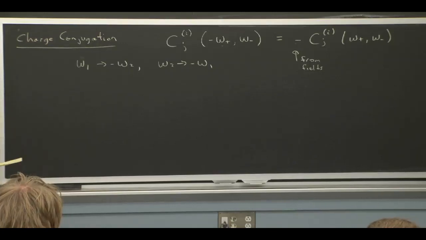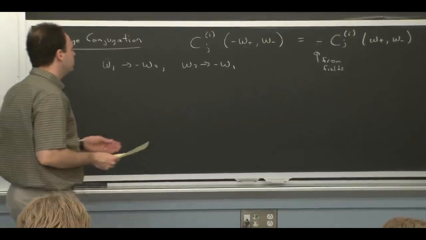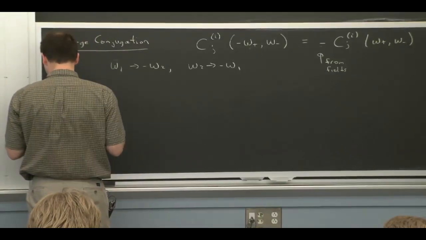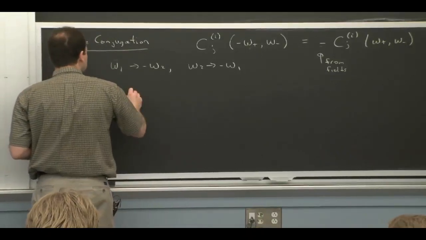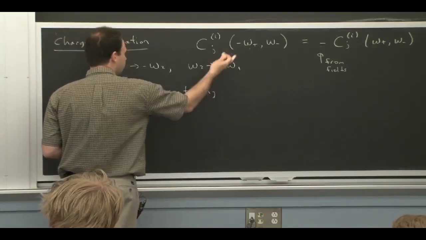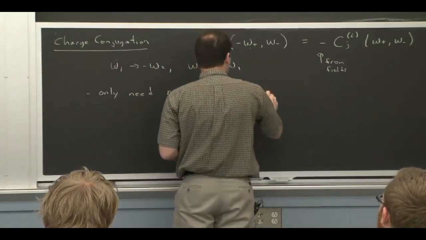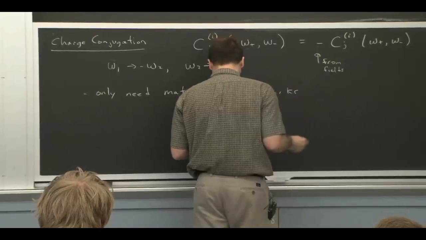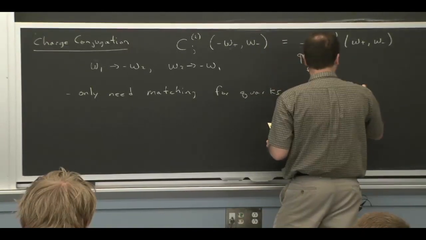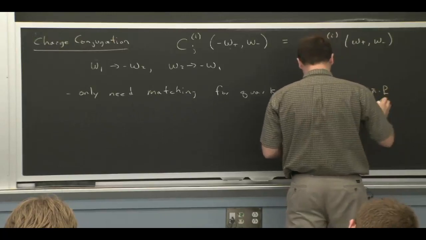OK, so there's an all orders relation between the Wilson coefficients. So really, when you do the matching, you only need to do the matching for the quarks. So if you wanted to do a matching calculation, you do a matching calculation for the Wilson coefficient with positive W plus. You could do it for the antiquarks as well, but you would just be wasting time.